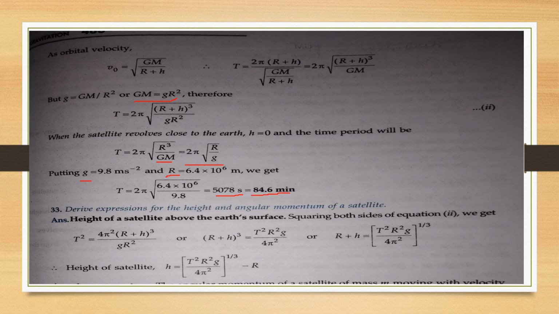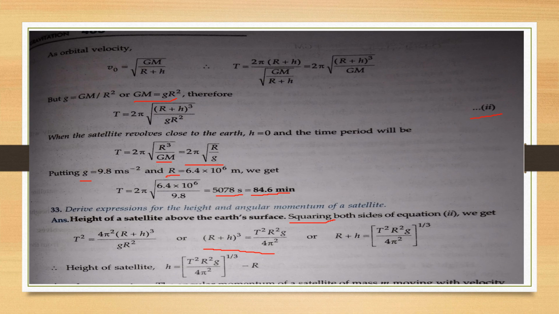Similarly, we can find the expression for the height of a satellite above the Earth's surface. So for the height of the satellite, take this equation of the time period as equation number 2, squaring both sides of this equation. After squaring, we get T square is equal to 4 pi square, under root gets cancelled out, and r plus h cube divided by gr square. Rearrange the terms, cross multiply them, we get r plus h whole cube is equal to T square r square g divided by 4 pi square.